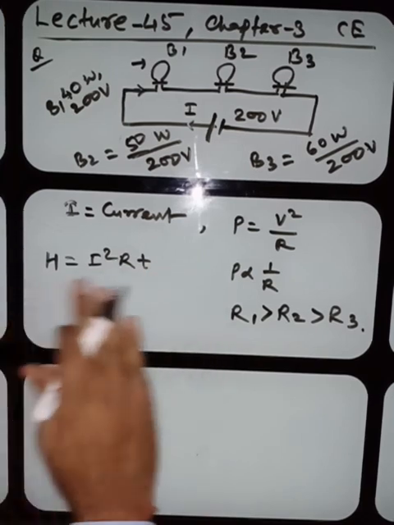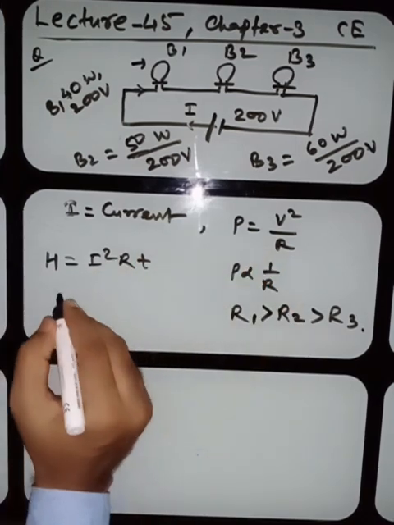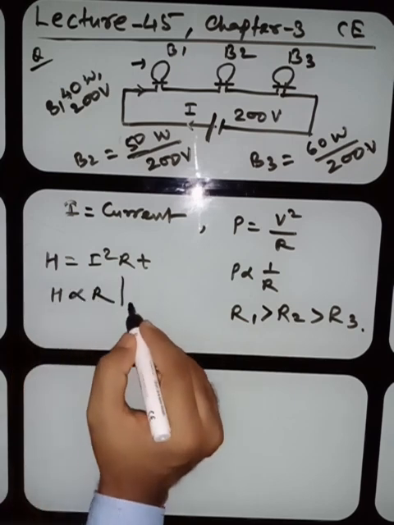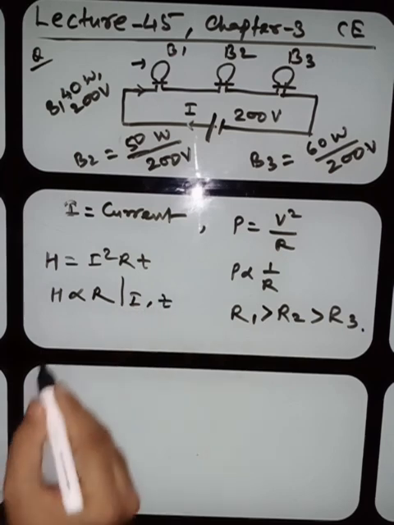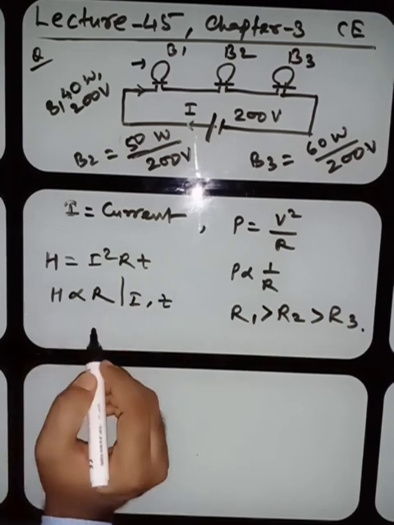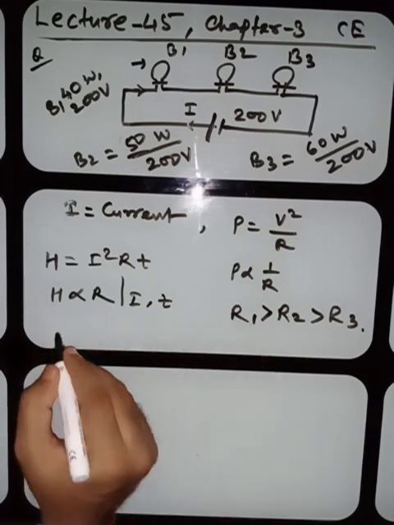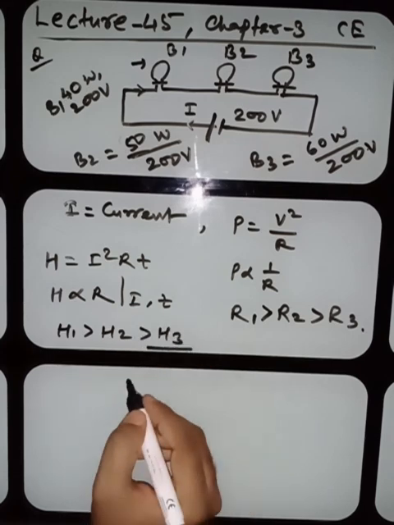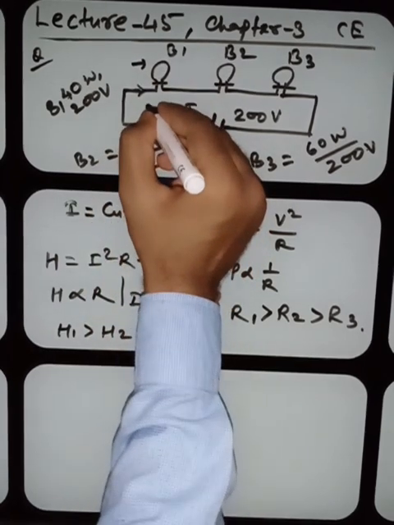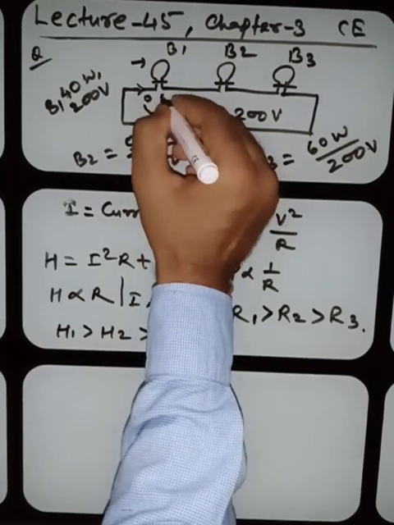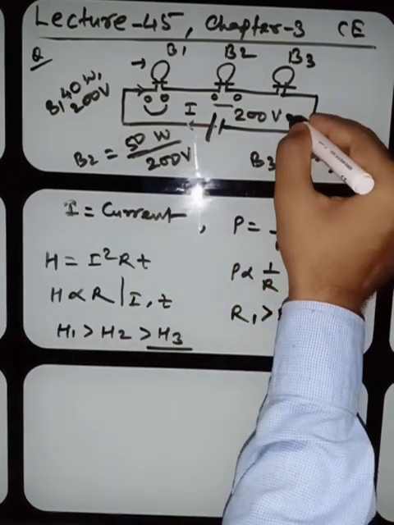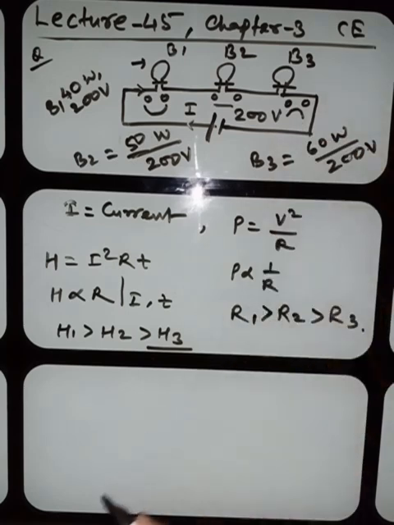So we will use this formula. Using this formula, my dear students, you can see H is directly proportional to R. Why? Because I and T are constant. Higher the resistance, higher will be the heat. It means H1 will be greater than H2, which will be greater than H3. So the first bulb will glow more, and then the second one and third one will glow less. So this is the answer.